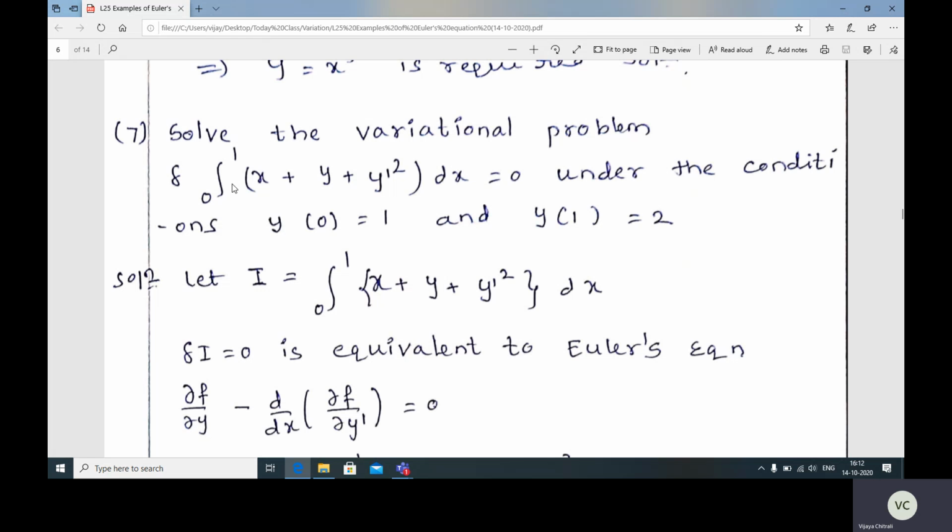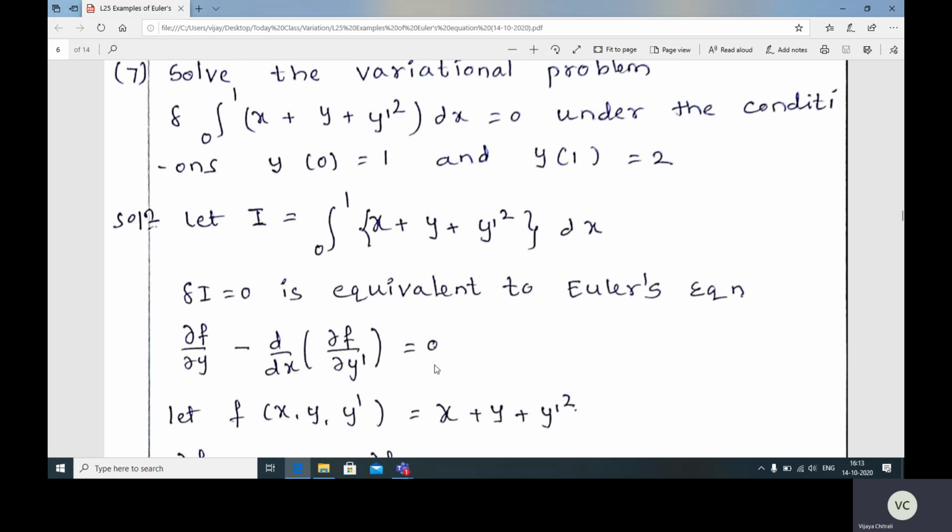In place of I, what we have here is the integration from 0 to 1 of x plus y dash raised to 2, integrated with respect to x. So this is I, and we have delta I is equal to 0. This is equivalent to Euler's equation: dou f by dou y minus d by dx of dou f by dou y dash is equal to 0. So we need to find dou f by dou y and dou f by dou y dash first.